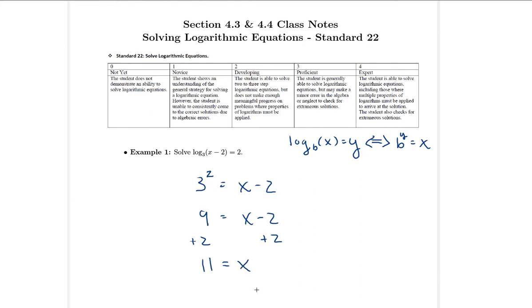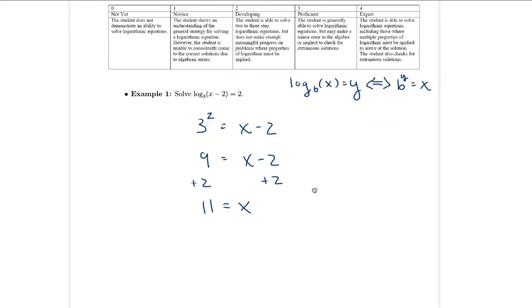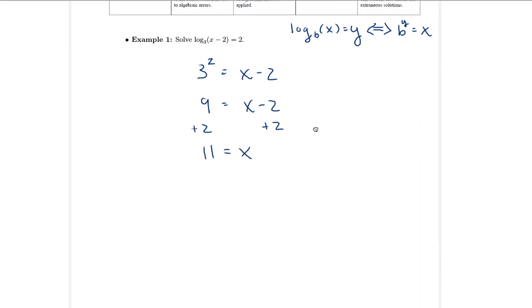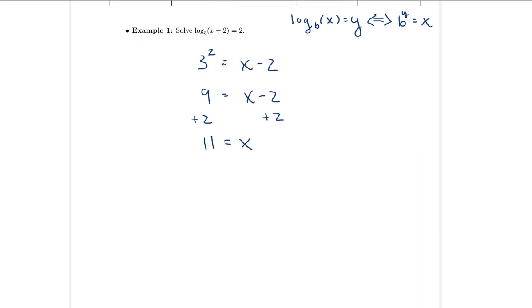And that's our solution, but especially when we have new equations that we haven't solved before, we should definitely check to make sure that this answer makes sense. So if I go back to the original and ask, what is log base 3 of 11 minus 2? Well, that'd be log base 3 of 9, which is asking us, what do I raise the number 3 to in order to make 9? Well, I would raise it to the second power, and that's exactly what I started off with on the right side of that equation.